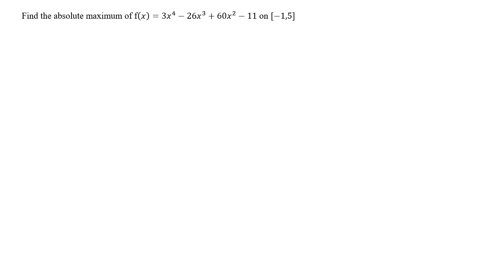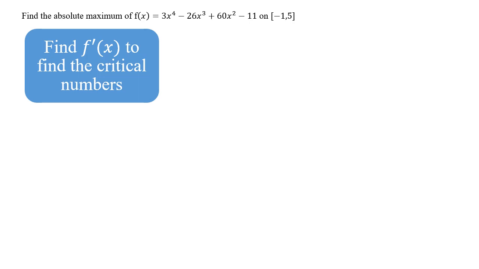In order to find the absolute maximum, first, you're going to have to find f prime so that you can find the critical numbers. The reason why is because the absolute extrema, max or min, only occurs in two places if you are working on a closed interval: either at the critical numbers or at the endpoints of the given interval. So we're going to find the critical numbers.